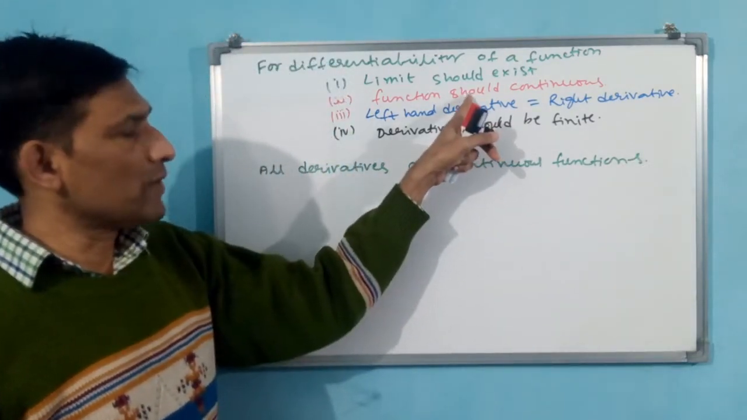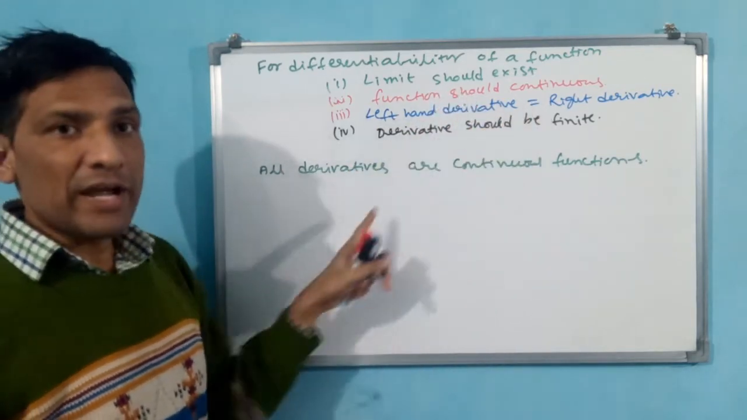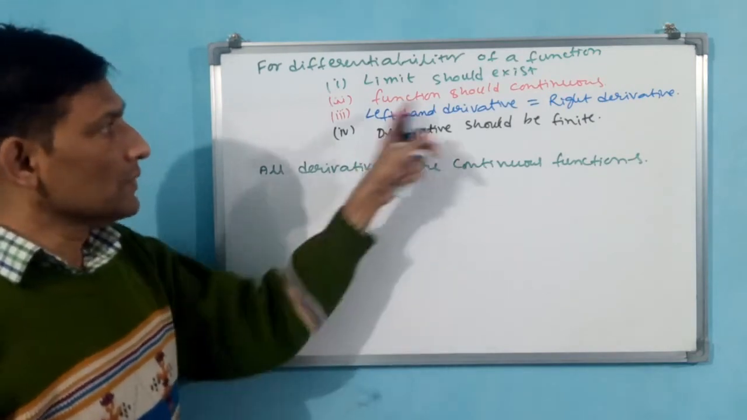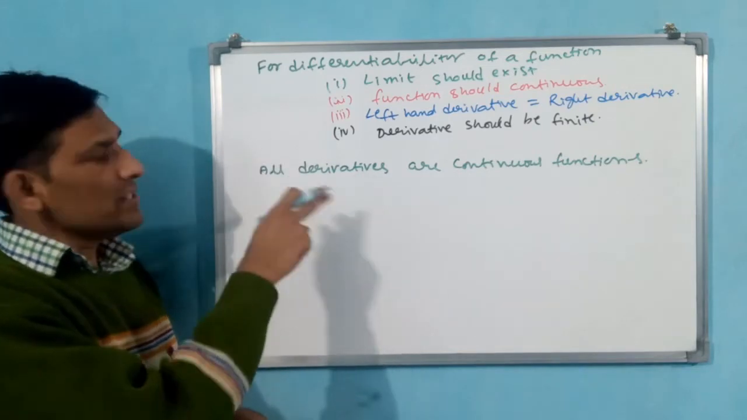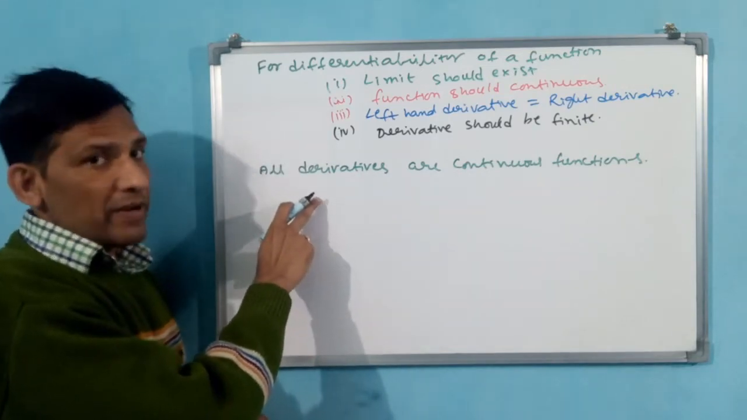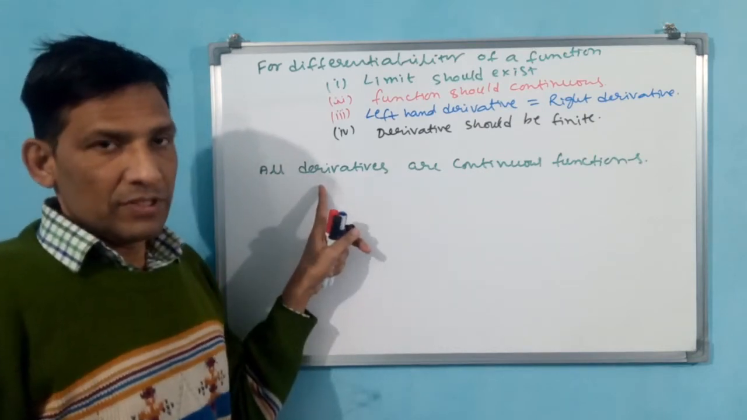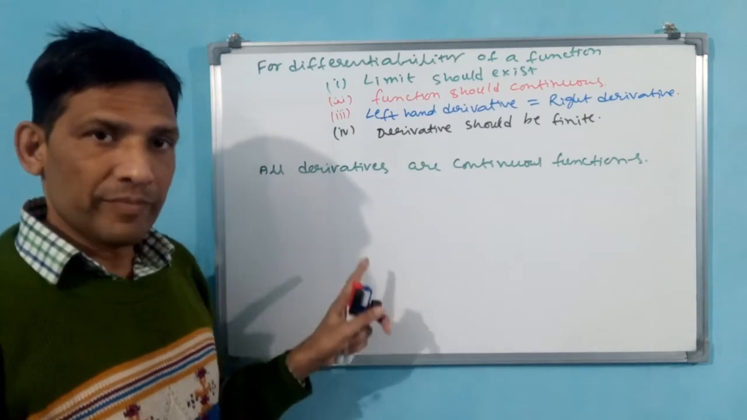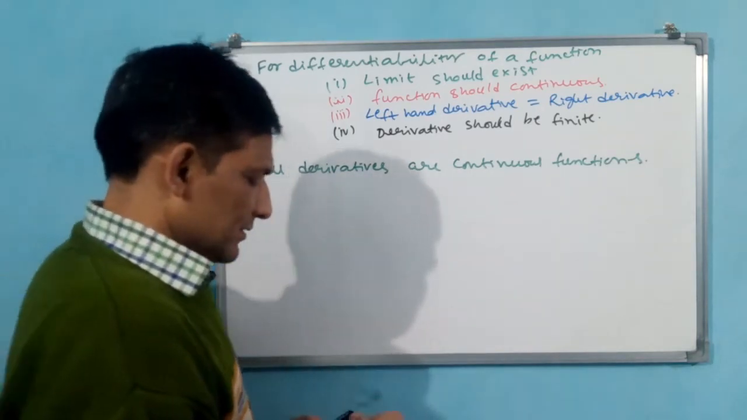Why? Because if function is continuous, then only we are going for checking left hand derivative, right hand derivative. If function is not continuous, then we don't check. The function is continuous, then we are going for differentiability. That means these derivatives are continuous functions. But you see what I am writing now.